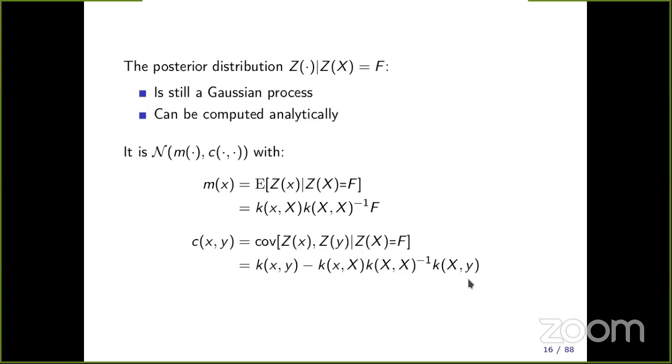Okay. And just a quick question: is a GP a universal function approximator? Like, yes, a neural network is. Yes, it is.